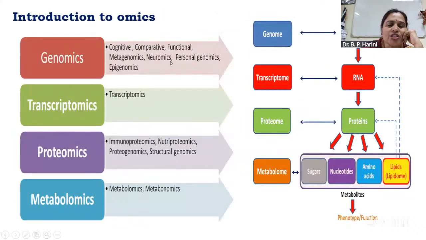So coming to the introduction of omics, we have genomics, transcriptomics, proteomics, and metabolomics. Genomics reads through the cognitive, comparative, functional, and metagenomic. It is used for neuromics, personal genomics, and epigenomics studies. Transcriptomics is at the transcriptional level. Proteomics is used to study immunoproteomics, nutriproteomics, proteogenomics, structural genomics, and so on. Metabolomics relies upon metabolomics and metabonomics.